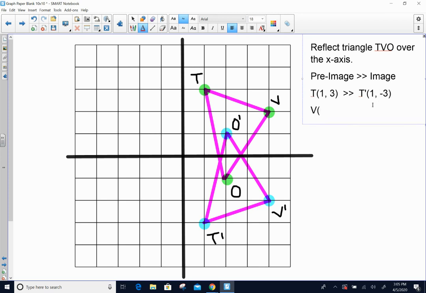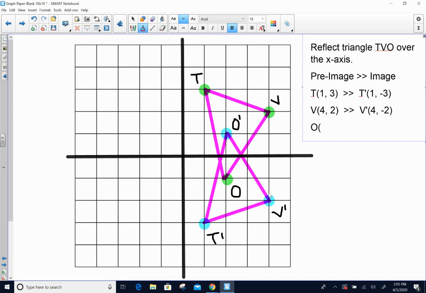V, we started here. We went right 1, 2, 3, 4. And I was up 1, 2. When I reflected that over the x-axis, I still went to the right, 1, 2, 3, 4. But now I go down 1, 2. So my y value is now a -2.